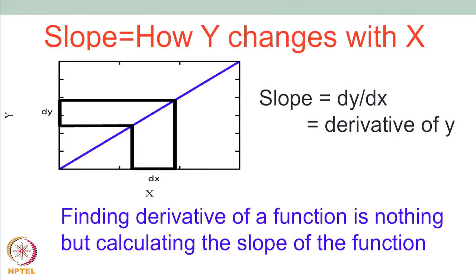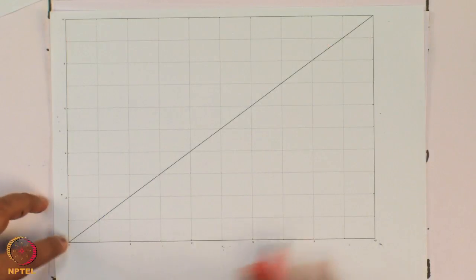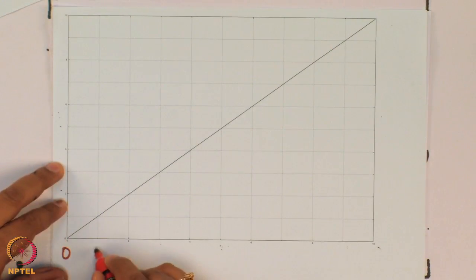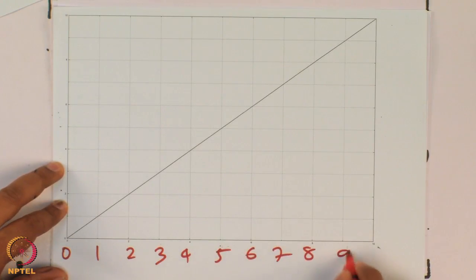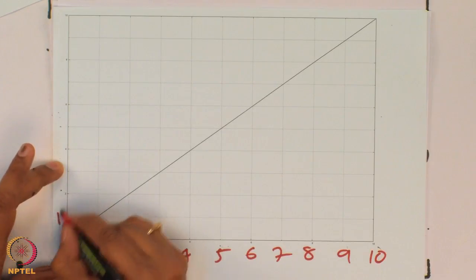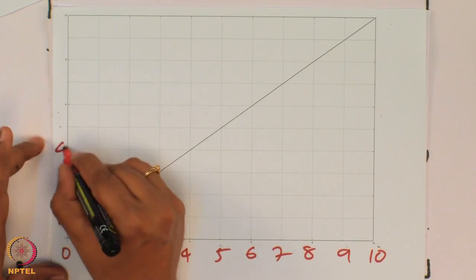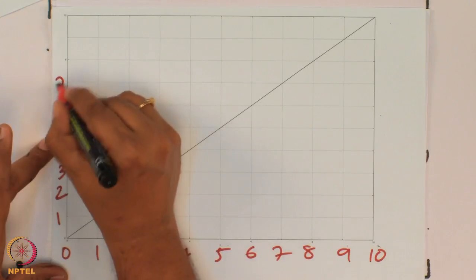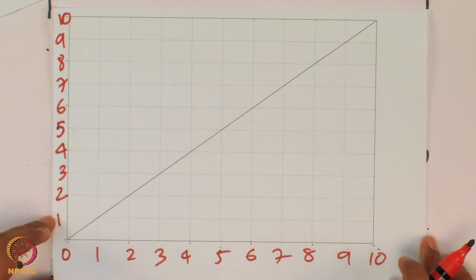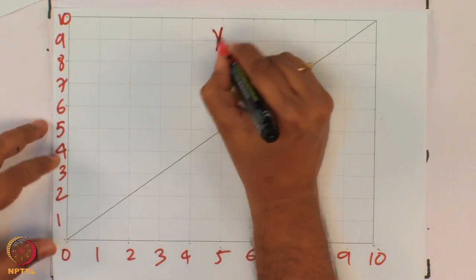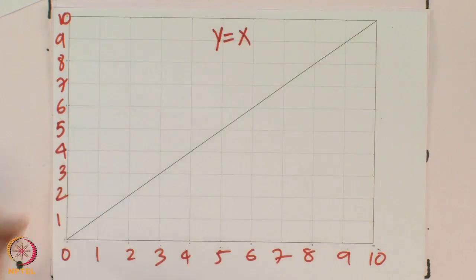Let us take this graph once more. Again, this is the same curve, 1, 2, 3, 4, 5, 6, 7, 8, 9 and 10, and here is 1, 2, 3, 4, 5, 6, 7, 8, 9, 10. So this is the curve which is y is equal to x. Now I can take any two x values. So how do we calculate slope? Take any two x values you want.